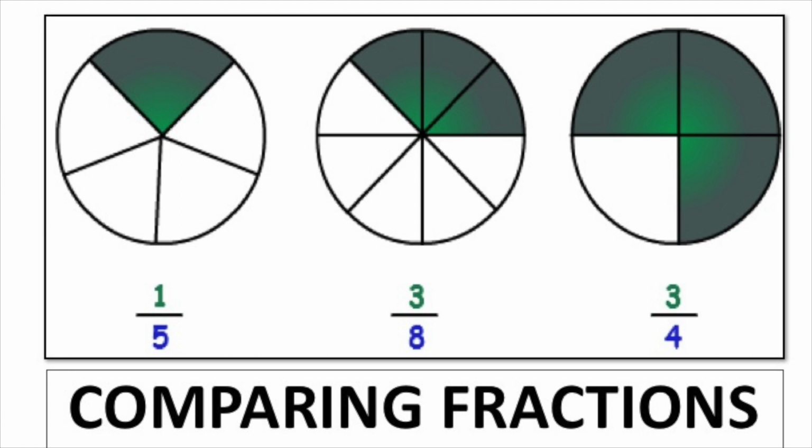So in that case, which is the smallest fraction? 1 over 5. So it's a good idea when we're comparing fractions, you can draw your circles to work out the answers, because it's a lot easier to look at the actual picture of the circle than the numbers. So that's a tip for you to do.